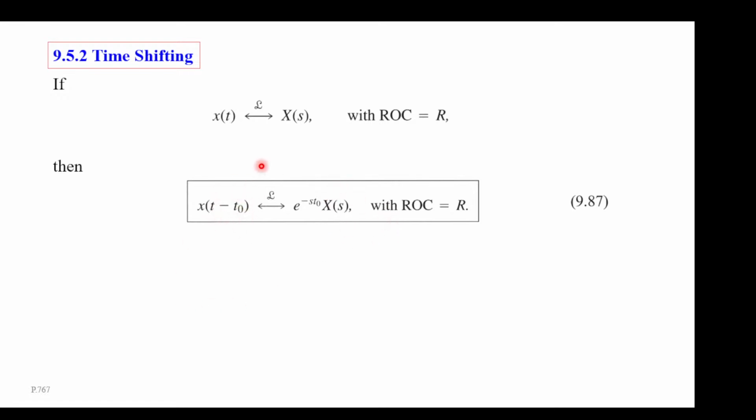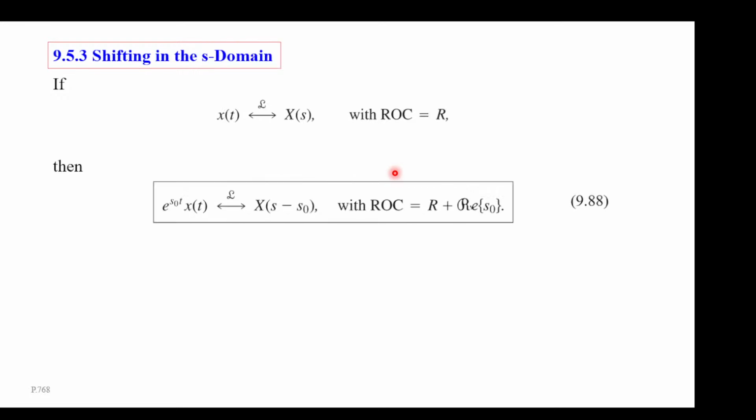This is very similar to the Fourier transform one, where you have s equal j omega, so it is e to the minus j omega t0. This is shifting in the time domain, and the ROC here doesn't change, so this one is nice. Basically because this e to the minus s t0 will not change the pole zero structure. And so this is the easy one, and the next one is more complicated.